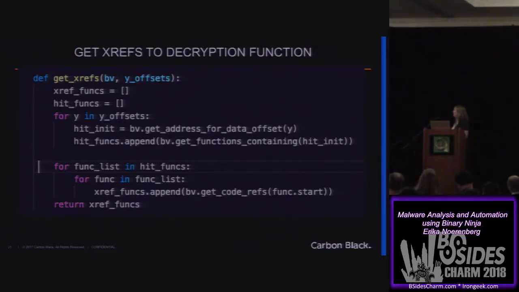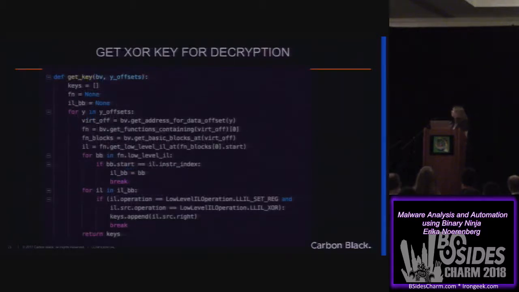And then again, get functions containing. So I've got my offset, and I want to know what function contains that offset. And then I'm going to append that to these XREFs. Again, get code refs. So I've got the start of my function, and I want to get the code refs to that. So very simple. Trying to do this in IDA Python would be a lot more code. Basically, I'll just say that.